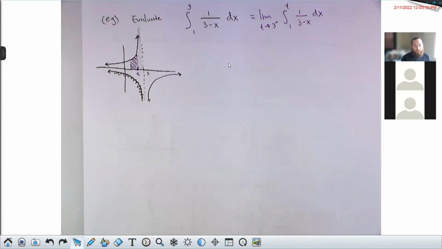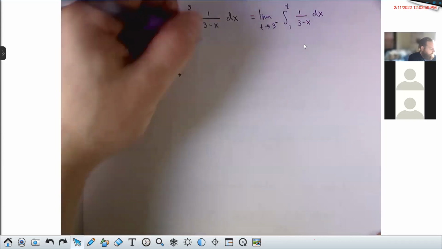And again, if you just want to memorize it, if the problem is at the upper bound, it's going to be a limit from the left. But I prefer thinking about the picture. How do I do this integral? Yeah, it's a little substitution.